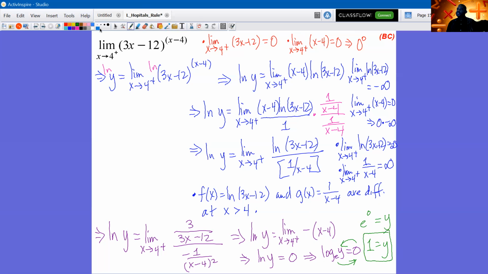The limit is 1. So again, a lot of pieces to this. Indeterminate forms and the rewriting, algebraic manipulation, and using L'Hopital's rule, stating these different pieces. There's a lot to this. All right.